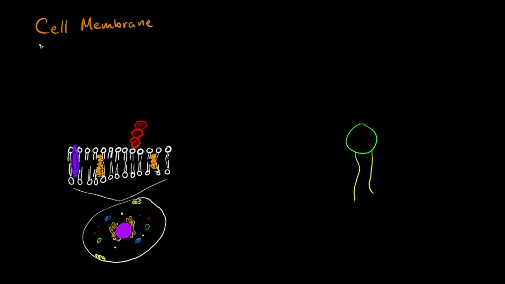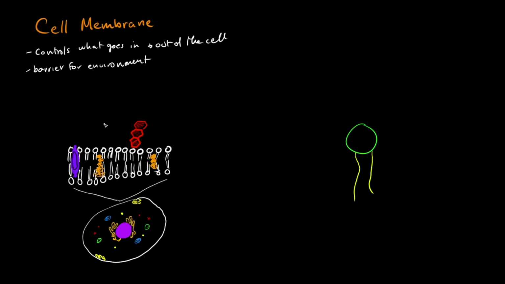The cell membrane, as you might recall, is the outer membrane of the cell. It has a couple of main functions. The first one is that it controls what goes in and out of the cell. Secondly, it provides a barrier for the cell and its environment.